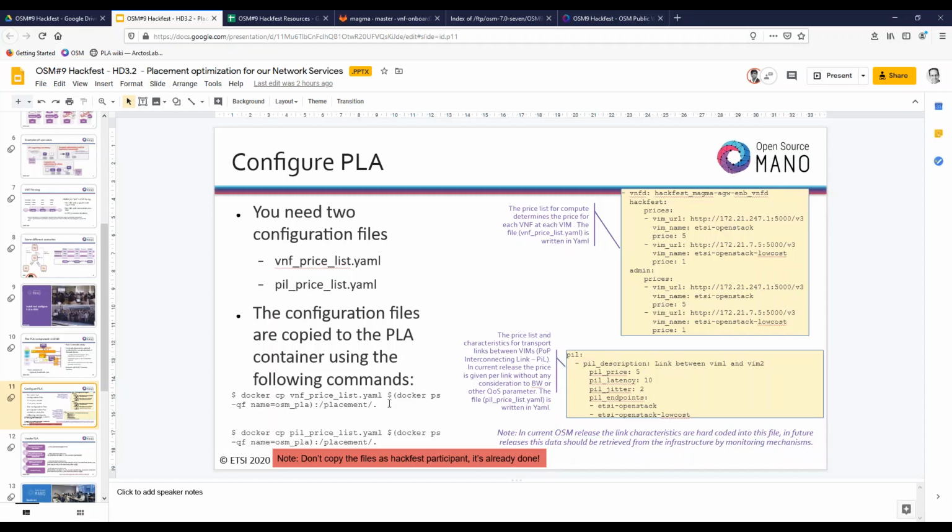One thing that we will probably also look into quite soon is that we add an API so we can do this directly in a more convenient way than using Docker copy. Instead, we can use the OSM client or the northbound interface to programmatically update these files, which actually would be a way to also do this more dynamic monitoring of latency and jitter and prices also, because these configuration files are read at each invocation of placements.